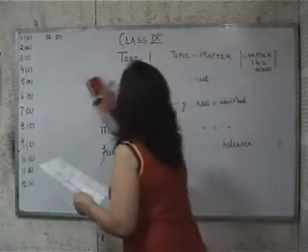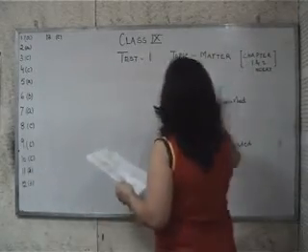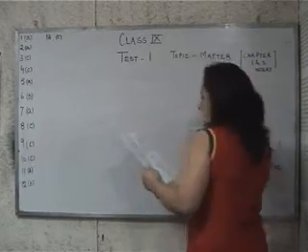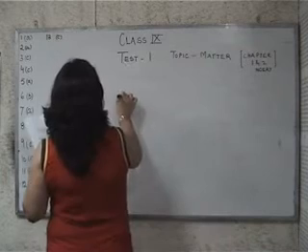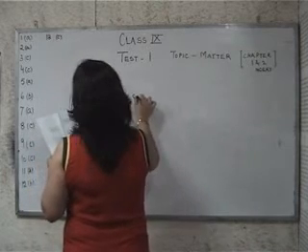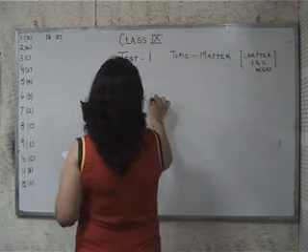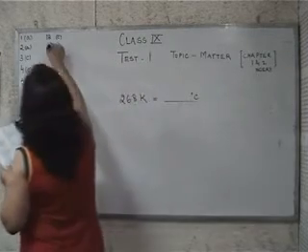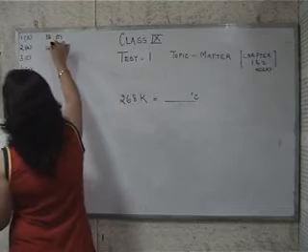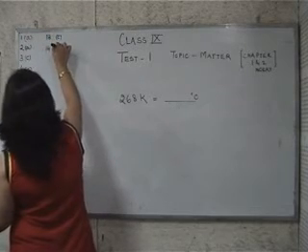Question number 14 is, 268 Kelvin will be equal to dash degree Celsius. That is question number 14. Option valid is A.